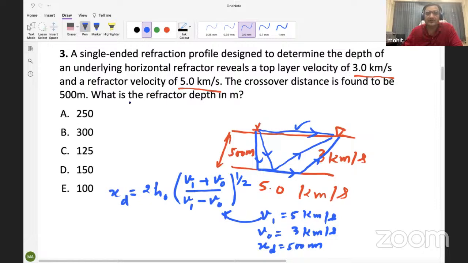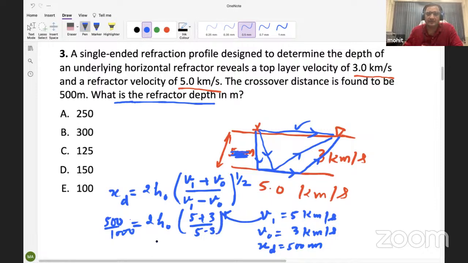So this is what it is asked, what is the refractor depth? So depth of the refractor. I am sorry, the thickness was not given. I am sorry. So it was 500 meter was the crossover distance. So, XT, if you are going to put in 500 meter divided by 1000, so it will be in kilometer. 2h naught, h naught is required to be found out. So 5 plus 3 divided by 5 minus 3.